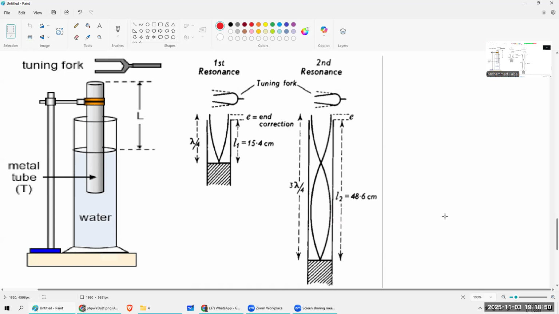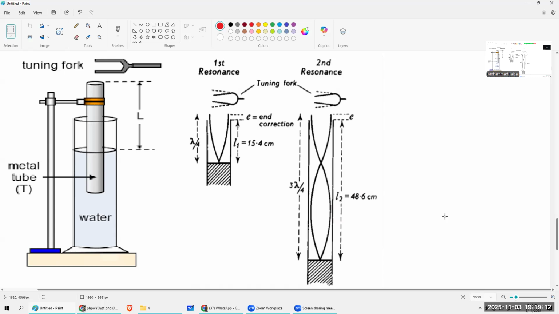Actual lambda by 4, there's an extra in it, isn't there? Because the tuning fork has to be held at this place. You cannot hold it right in the middle of the tube, because that way the vibration is not going to work, which means you are always holding your tuning fork slightly outside the tube. The total lambda by 4 that starts from the center of your tuning fork is longer than what you measure to be L1.